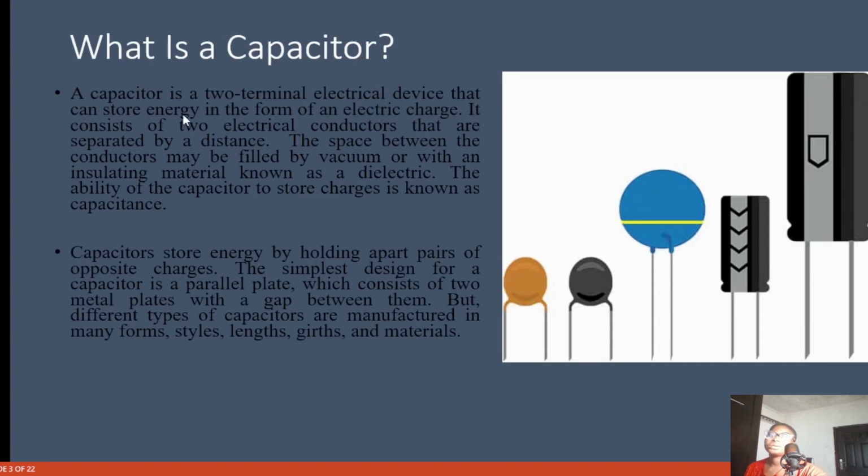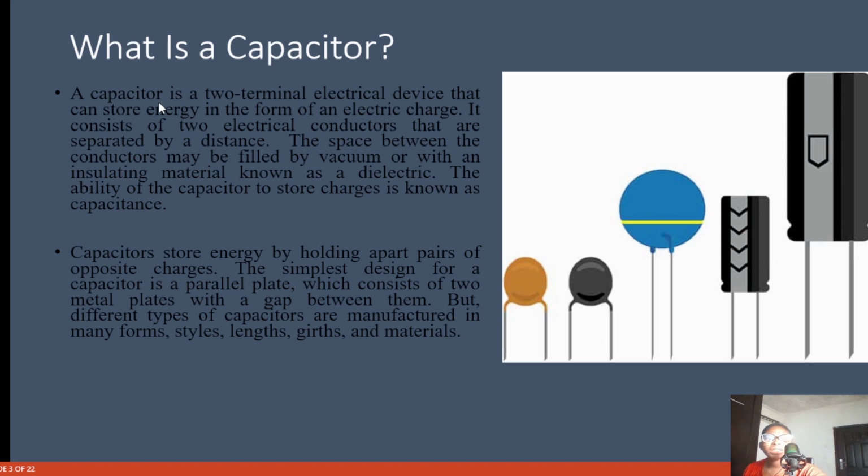What is a capacitor? A capacitor is a two-terminal electrical device that can store energy in the form of an electric charge. It consists of two electrical conductors that are separated by a distance. The space between the conductors may be filled by a vacuum or with an insulating material known as a dielectric. The ability of the capacitor to store charges is known as capacitance.